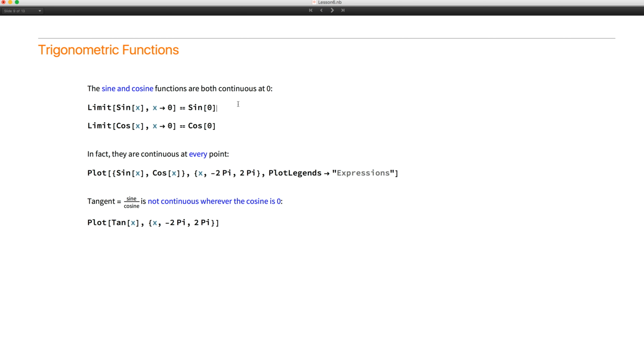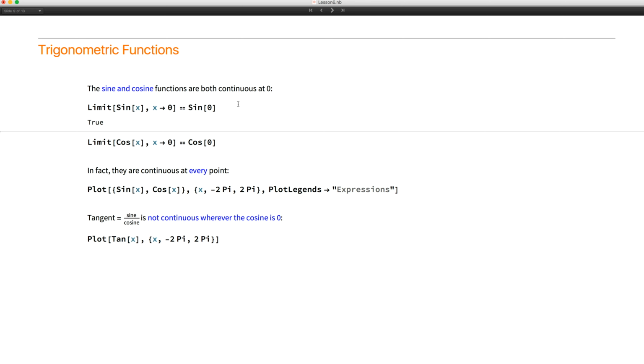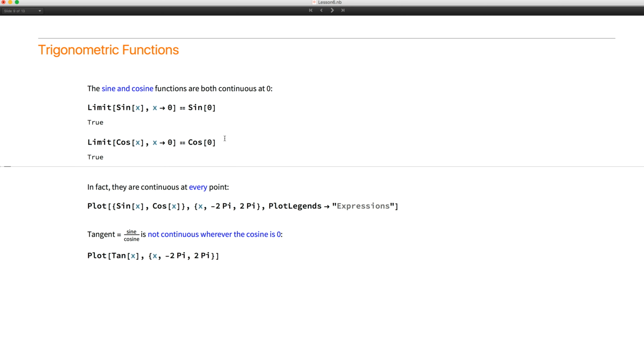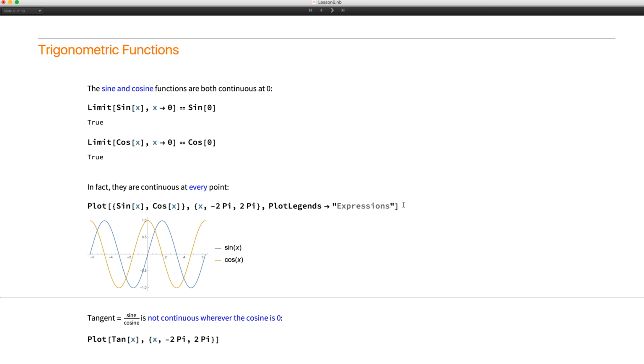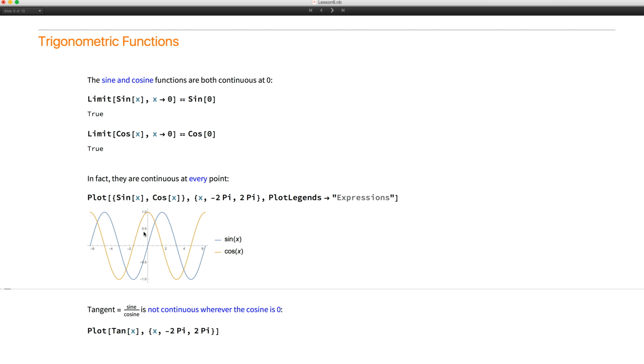Okay, so trigonometric functions are pretty simple. The sine function and the cosine function are both continuous at 0, and in fact, they are continuous at every point. So here's the graph of each of these functions. They're clearly continuous, there are no breaks. And one way to prove that might be to use the addition formulae from trigonometry, which can be used to show that these functions are actually continuous at every point.